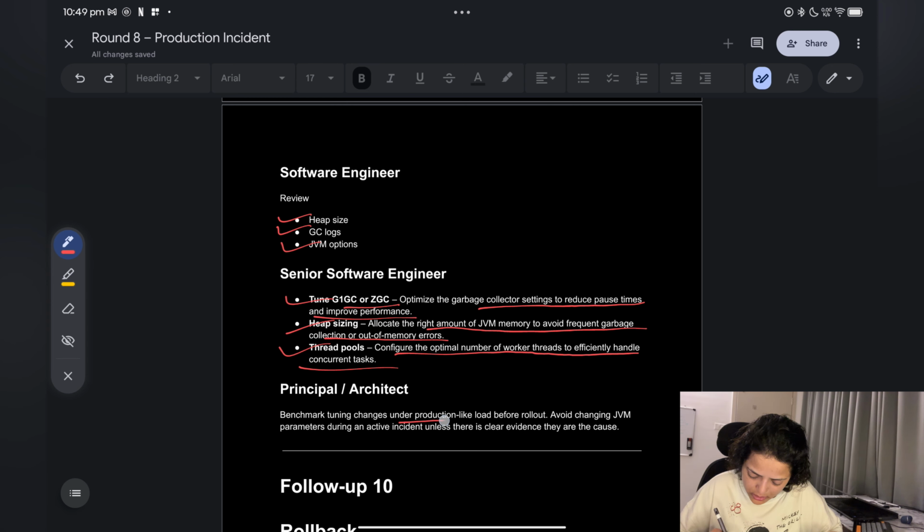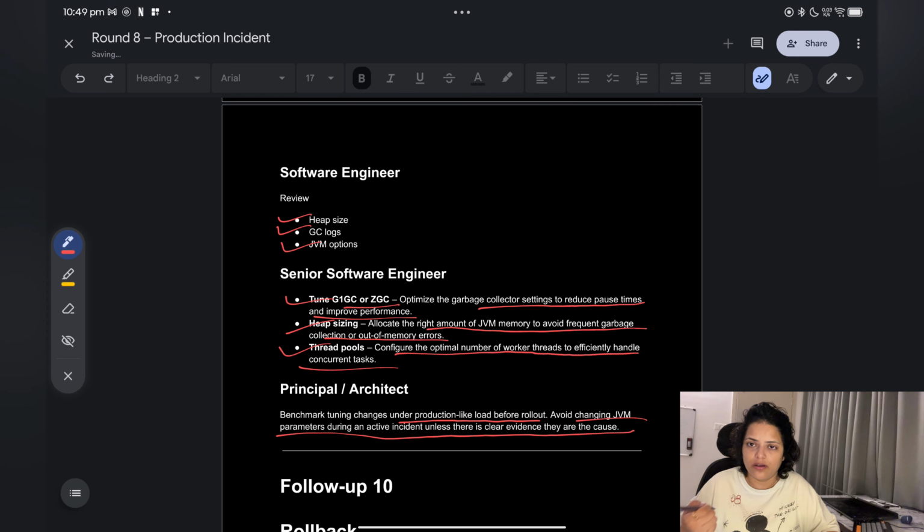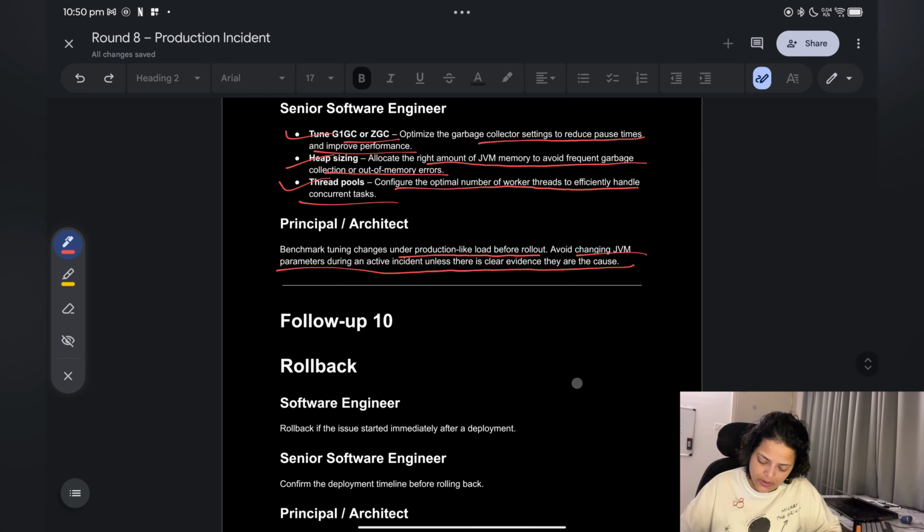Now what will the principal architect say about it? Benchmark tuning changes under production-like load before rollout. So give it a production kind of load before deploying it and test it, like chaos testing. But in chaos testing you try to break the system, while here you are just increasing the load. Also, avoid changing JVM parameters during an active incident unless there is clear evidence they are causing the problem. So don't change the JVM parameters until you have proof or evidence.